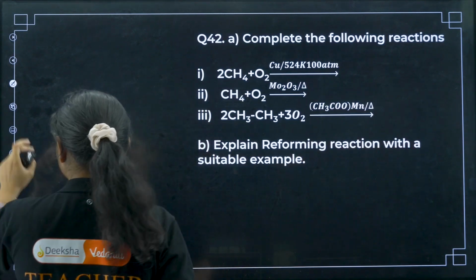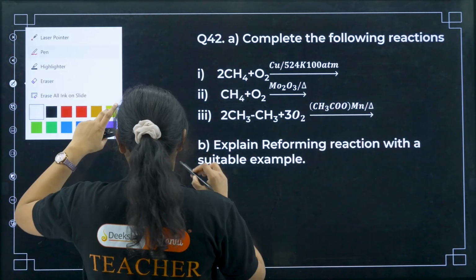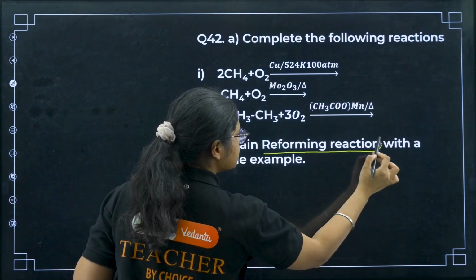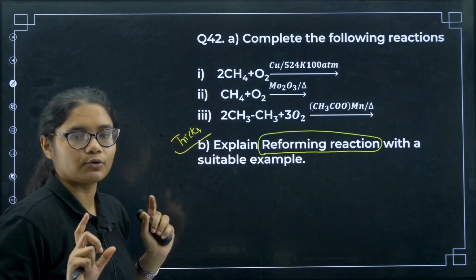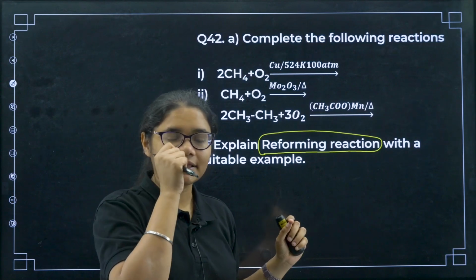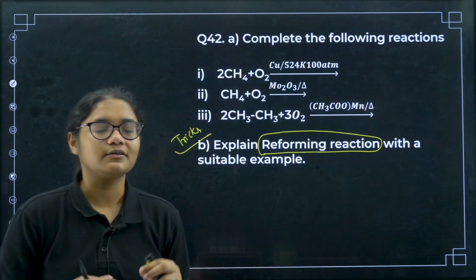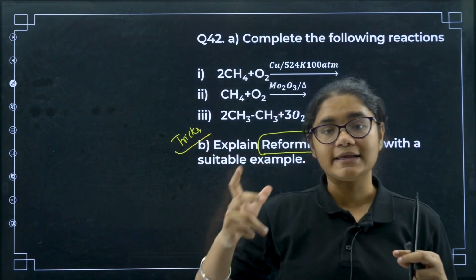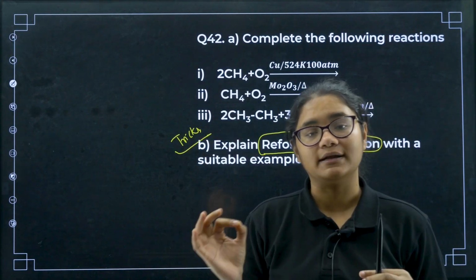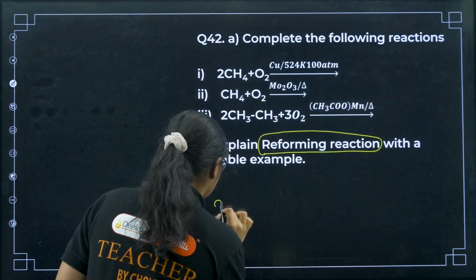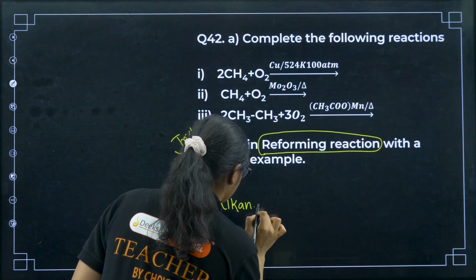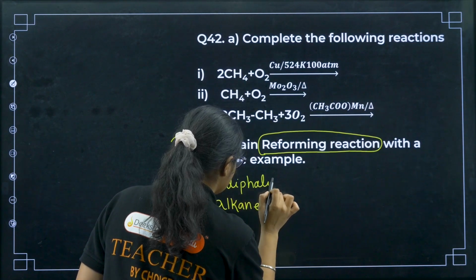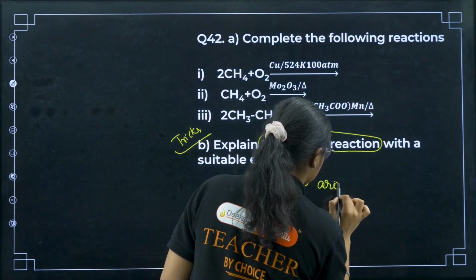Now this question actually I can say is a very tricky question, because this word reforming is not mentioned in your NCERT book, but the reaction is already given. So what is a reforming reaction? Reforming reactions are those reactions in which an alkane can get converted to an aromatic compound. Okay, an alkane, or you can say a hydrocarbon or an aliphatic chain, gets converted to an aromatic ring.